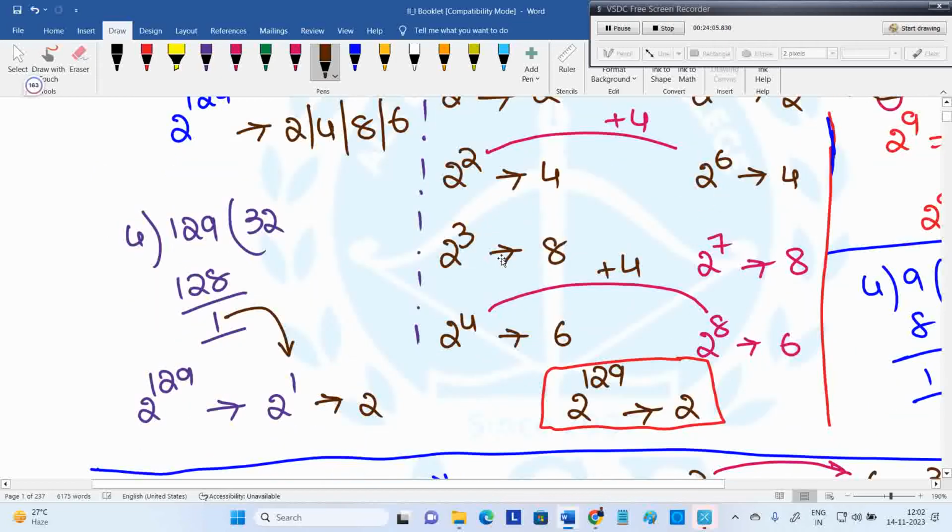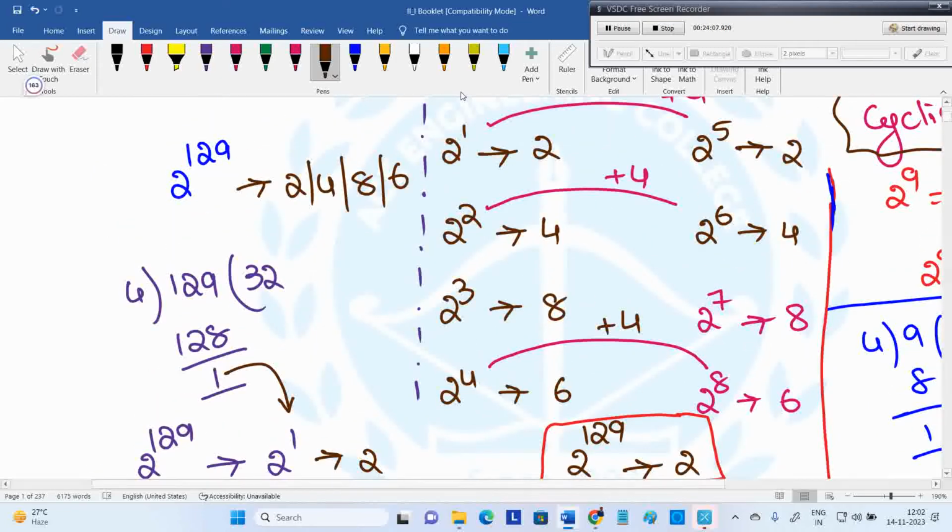what is the problem? Listen, remainder 1 means 2 power 1, remainder 2 means 2 power 2, remainder 3 means 2 power 3. Then when will you get 2 power 4? That's the problem. You get 2 power 4 when the remainder is 0, so put the power as 4. See, this 4 is divisible by 4, this 8 is also divisible by 4. Remainder 0. When the power is 8, dividing by 4 gives remainder 0. Whenever the remainder is 0, put the power as 4.